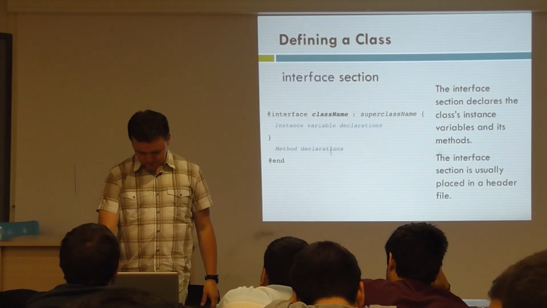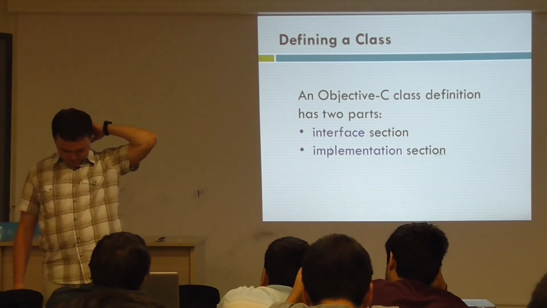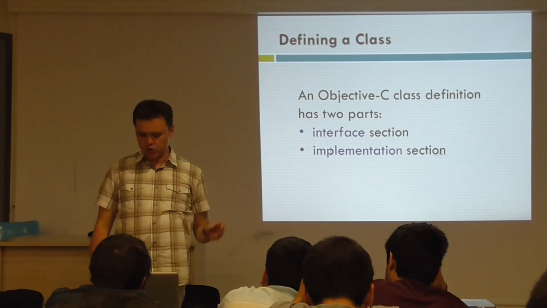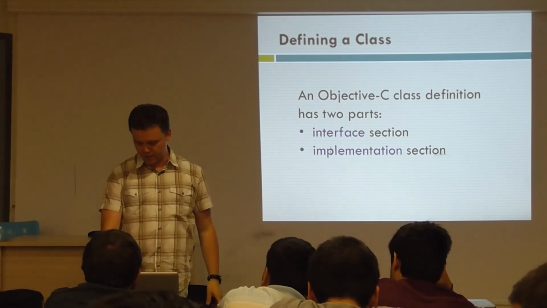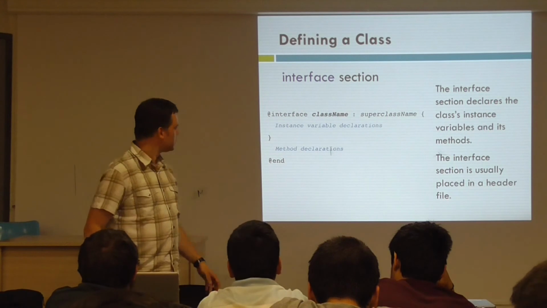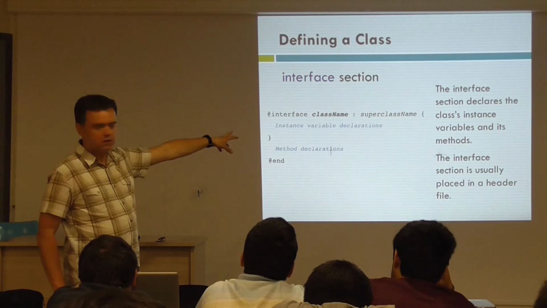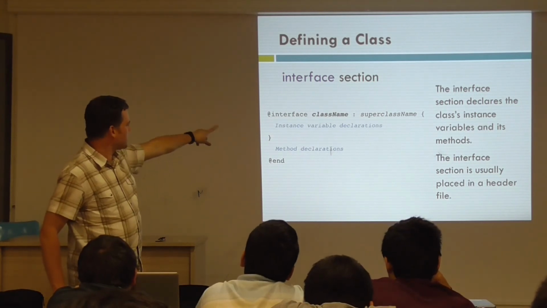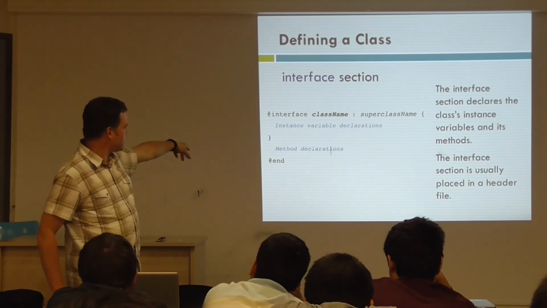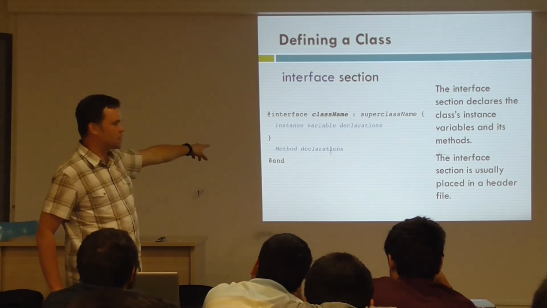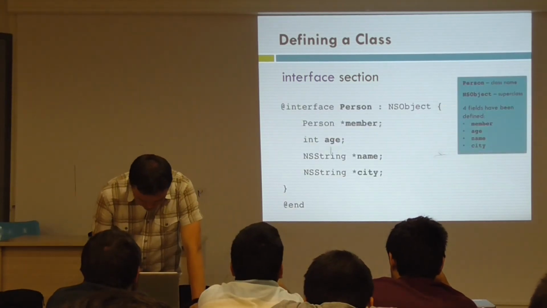on Wednesday. Okay. So you know that in Objective-C, class definition has two parts: interface and implementation. Interface looks like here. So class name and superclass name. Then there are some declarations for variables, and after this block, method declarations. Okay? Example we can see here.